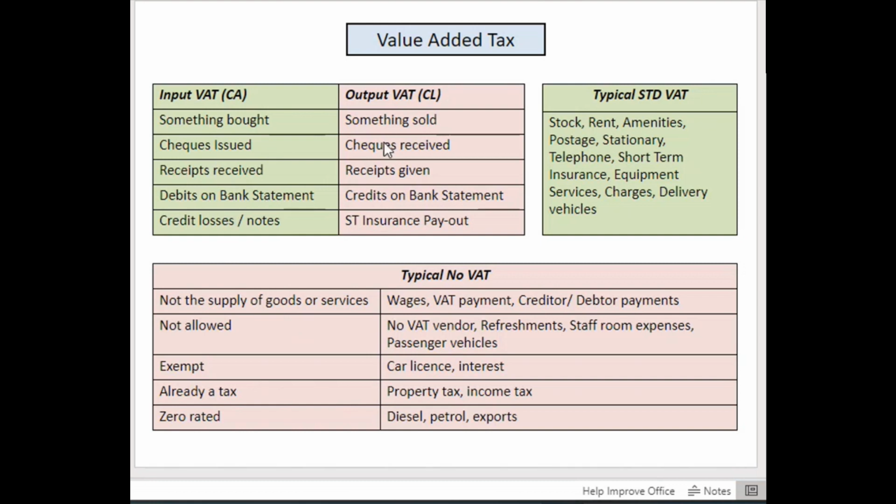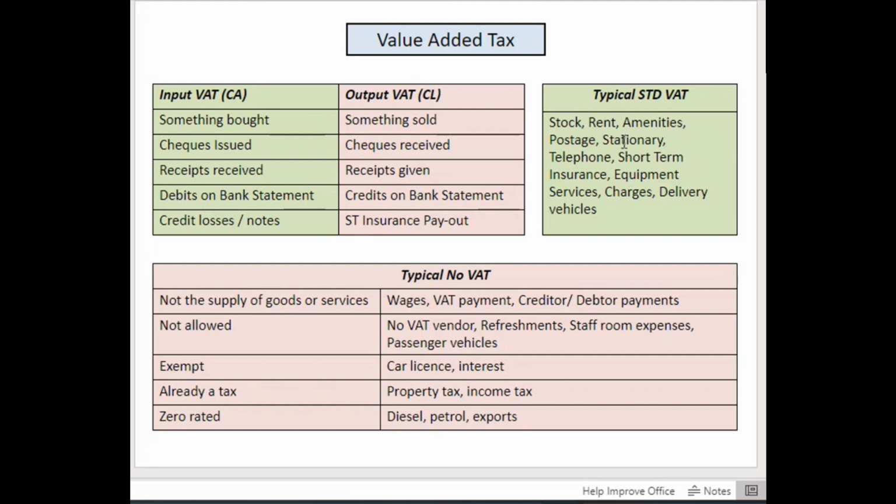Then for your output VAT: something sold, anything sold, checks received, receipts given, credits on the bank statement, and then I say ST insurance payout. That means a short-term insurance payout. Did I explain that to you last week? Every month, on a month-to-month basis, as you pay your insurance premium, you claim VAT. So now when there's an insurance payout, you have to pay VAT. Okay.